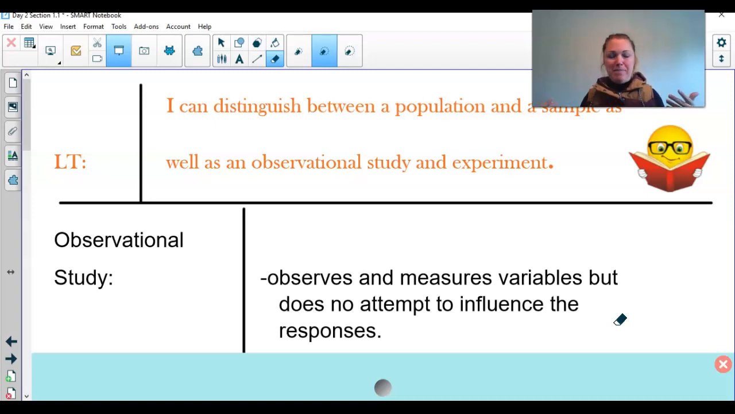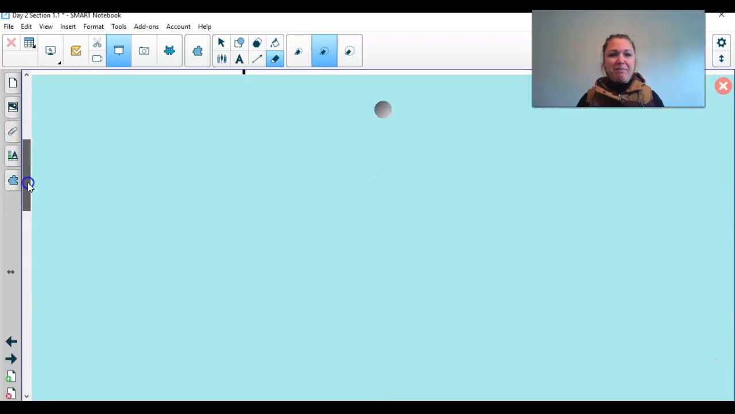Observe, don't disturb. Okay. So what's our issue? We want to get data. We want to draw conclusions about a population. So how are we going to get that data? We're going to execute an observational study. All right, let's move on to the next term.